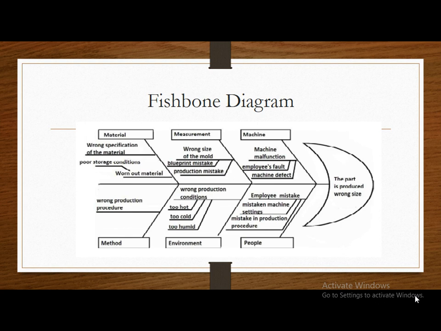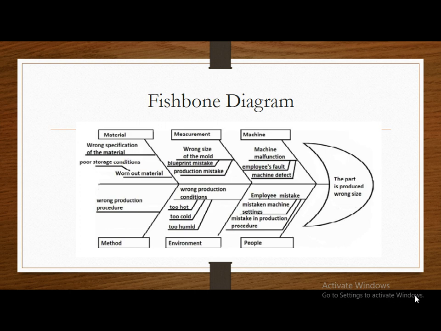Suppose the example given on the screen is that the problem identified is the part is produced with the wrong sizes. So there can be various problems, like, why is it so? Maybe it is because of material. Maybe it is because of wrong measurement. Maybe it is because of machineries, of people, or environment, or method. So, suppose it is because of material, then wrong specification of the material or worn out material. Because of that, maybe our problem, that is the part is produced in the wrong size, is happening.